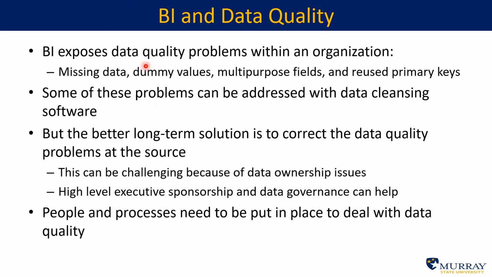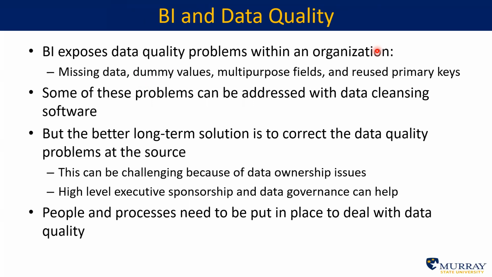A lot of times, business intelligence initiatives expose data quality problems within an organization. By that, we mean things like missing data, so some data is not available, right? Dummy values, for example, instead of entering a zip code, somebody was entering 5 zeros, right? For example, for non-US clients because they didn't know what the zip code is. Multi-purpose fields, like one field is used for different purposes, which is a violation of first normal form, right?